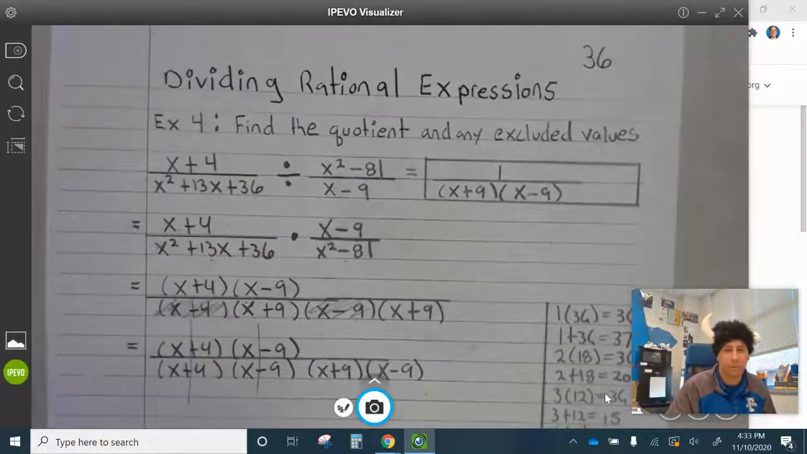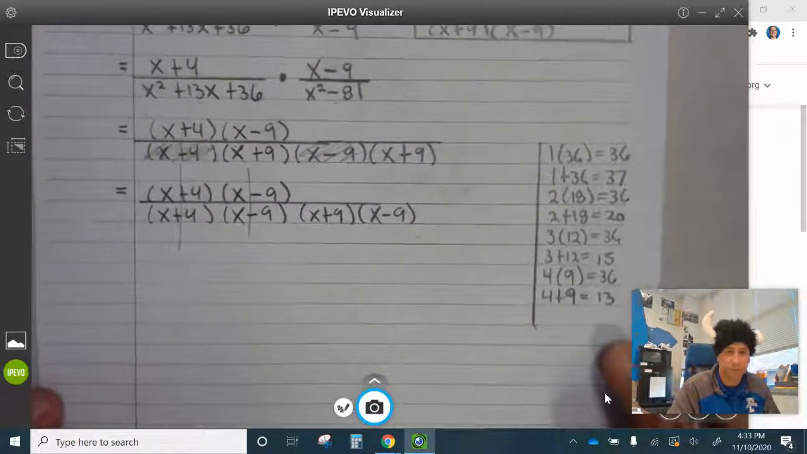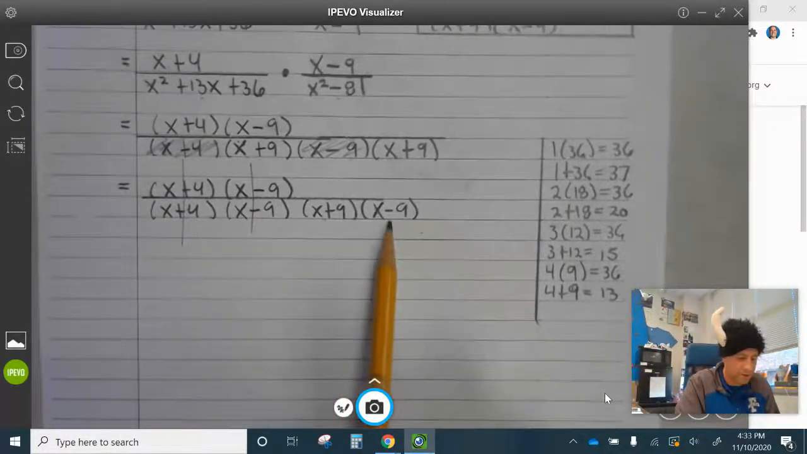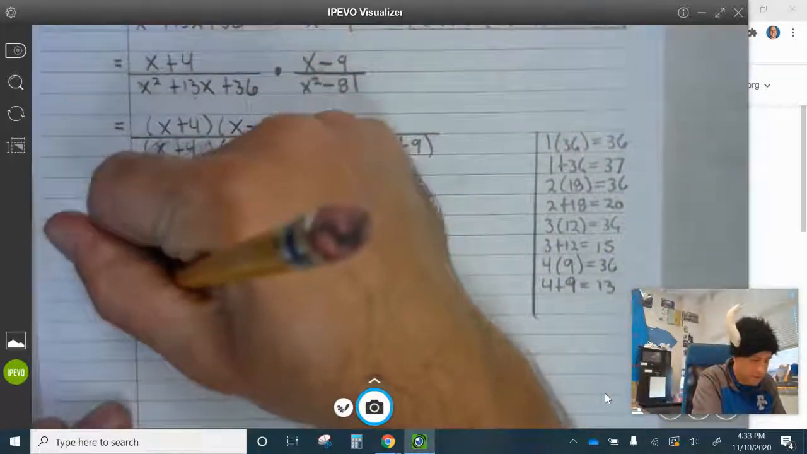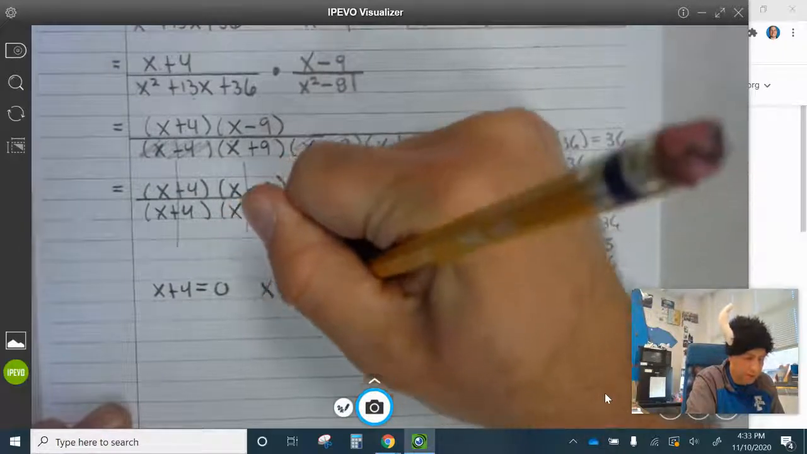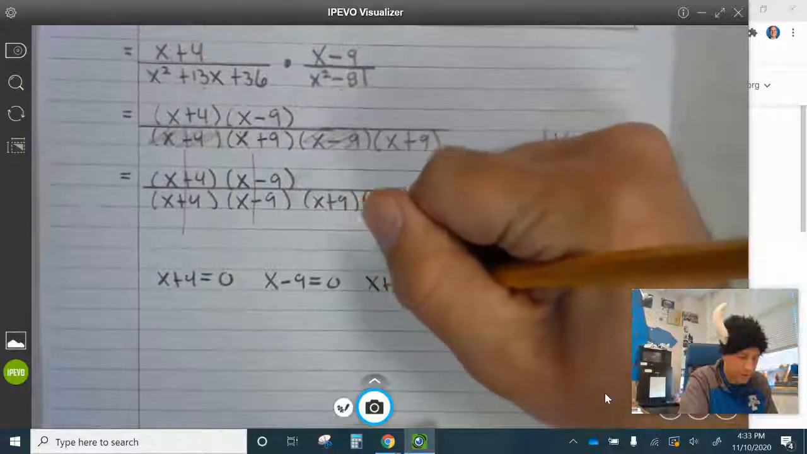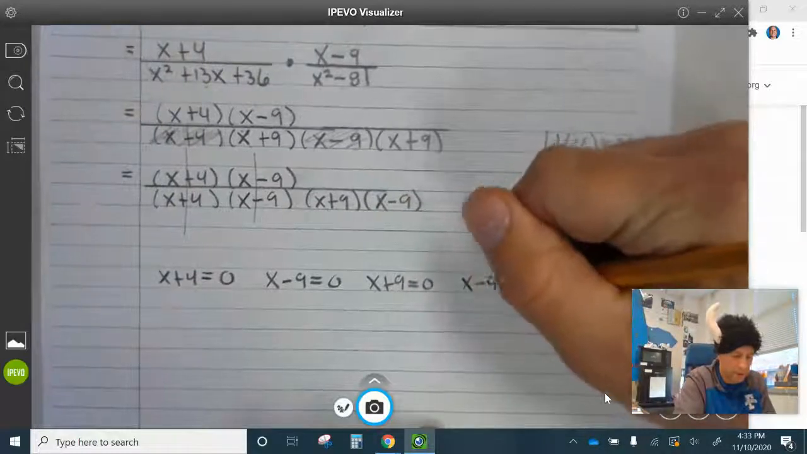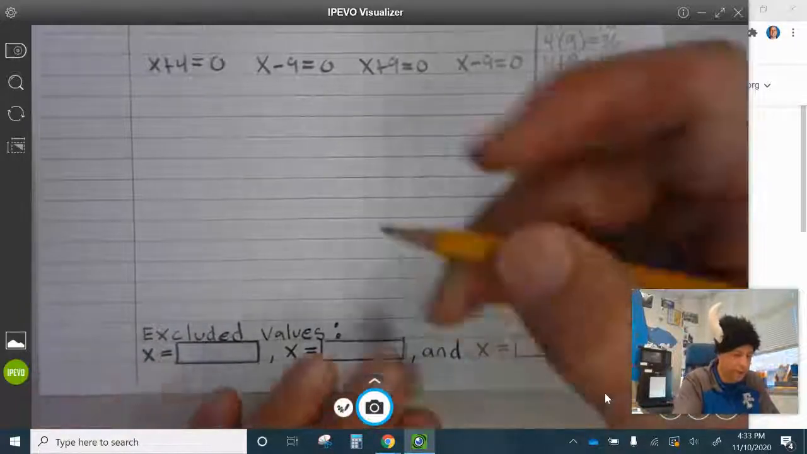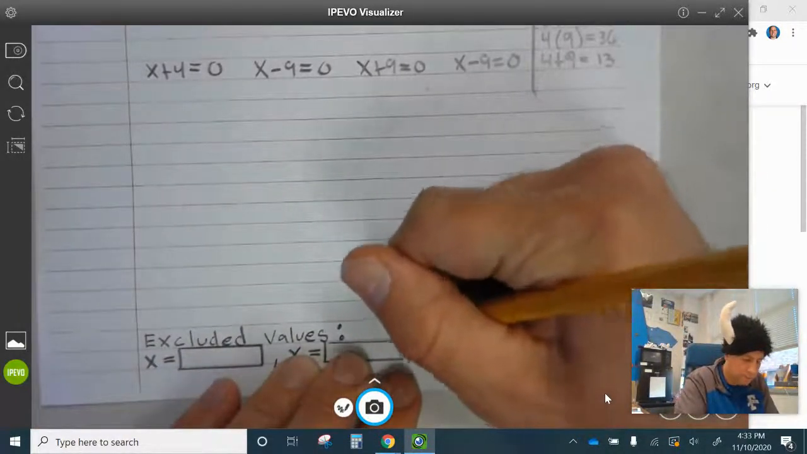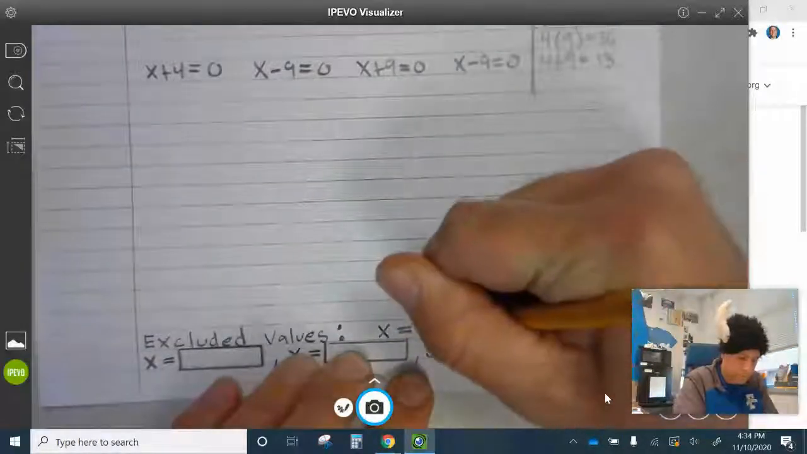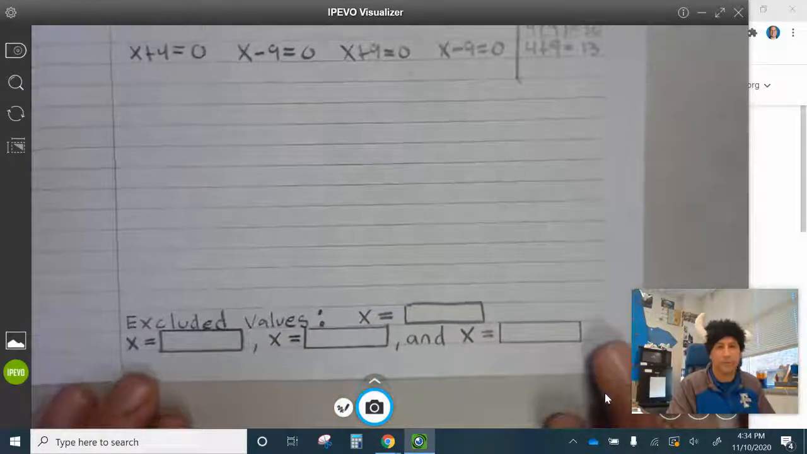Okay? Now, to find the excluded values, we need this and this set equal to 0. So we have x plus 4 equal to 0, x minus 9 equal to 0, x plus 9 equal to 0, and x minus 9 equal to 0. Now I think that's 1, 2, 3, 4. I only have 1, 2, 3. Let me add another one here. X equals, let's add that there, okay?